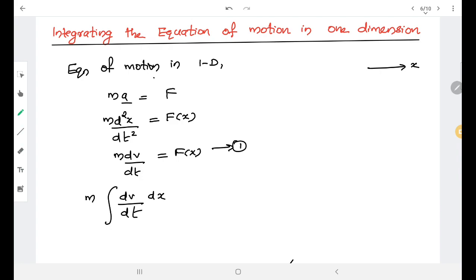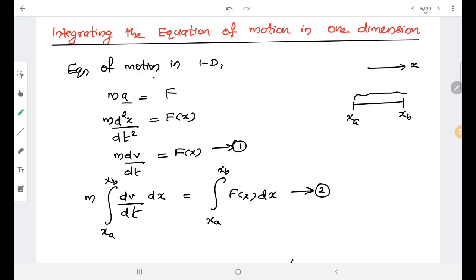While integrating, we have to give the limits of integration. That means we are integrating from xa to xb. This is the range or limit of integration. We give the lower limit as xa and the upper limit as xb. So m into integral xa to xb of dv by dt dx is equal to integral xa to xb of f of x dx. Let this be equation number 2. Now in this equation number 2, we know the RHS because f of x is known. So the RHS can be easily integrated.